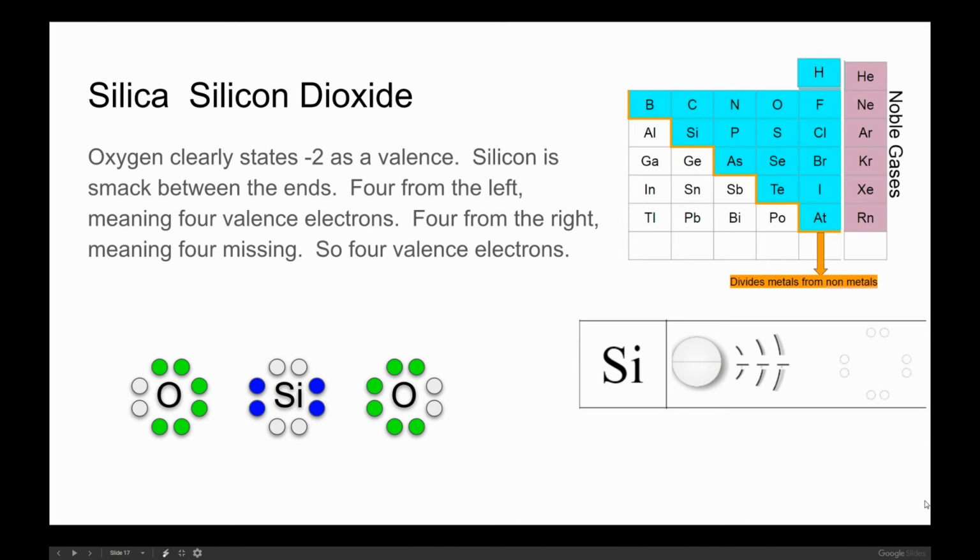Silicon dioxide. You've heard of carbon dioxide, which is what? CO2. So silicon dioxide would be SiO2. We need to look up the valence before we can do this. Oxygen says -2 in your textbook, but there's nothing written for silicon, just a dash. How do we figure out silicon?